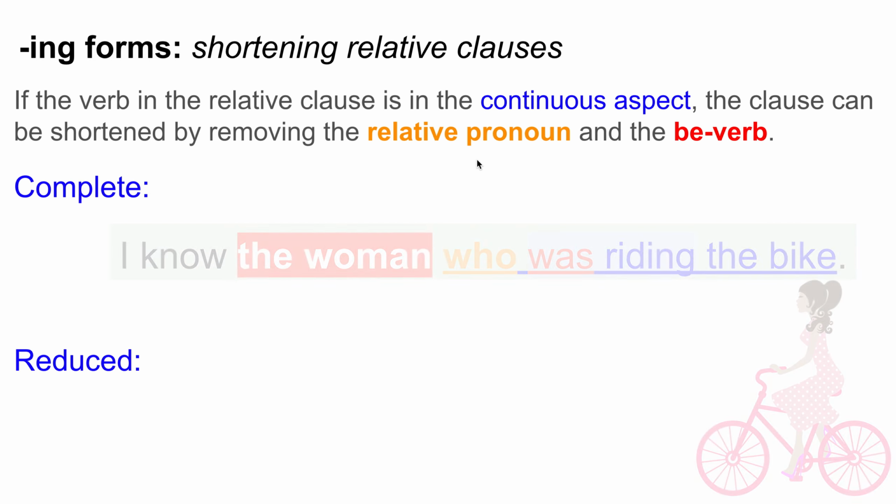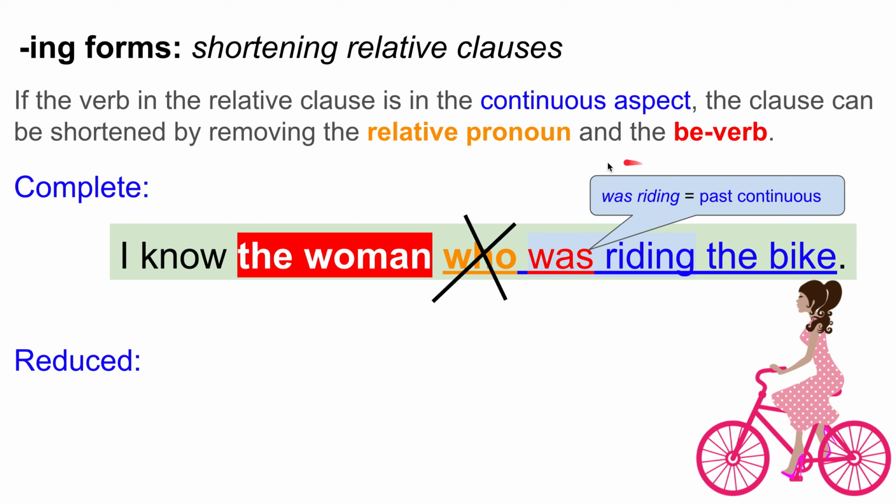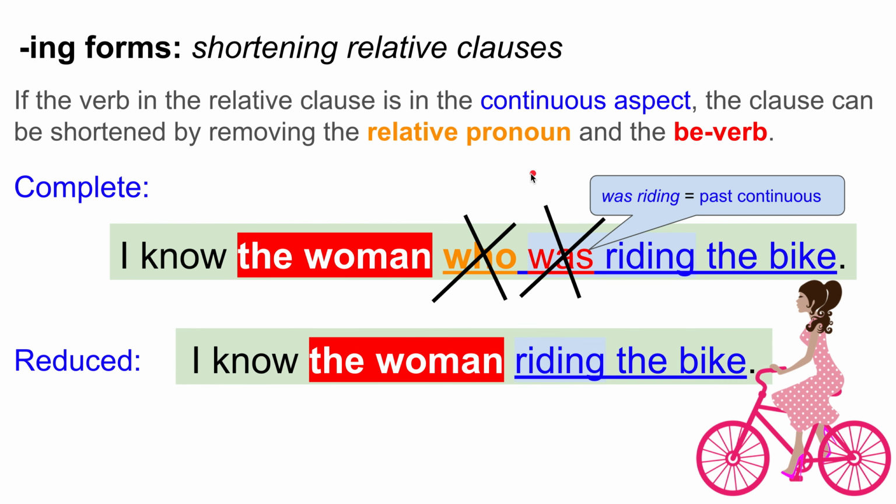Let's look at another example. I know the woman who was riding the bike. Do I have a continuous aspect in the relative clause? Yes. Was riding. It's past continuous. Okay? So what can I delete? I can start by deleting the relative pronoun, who, and I can delete the be verb, was. So what do I have left? I know the woman riding the bike. This is a correct sentence.